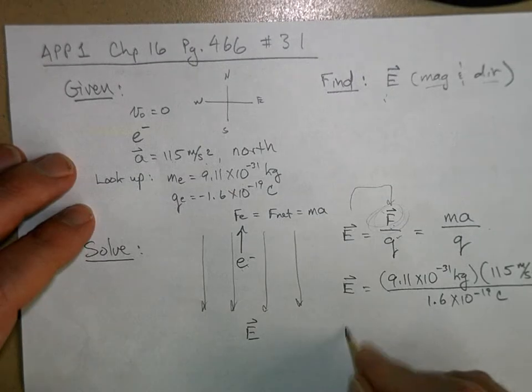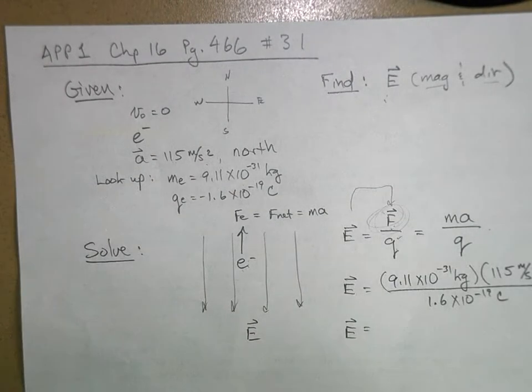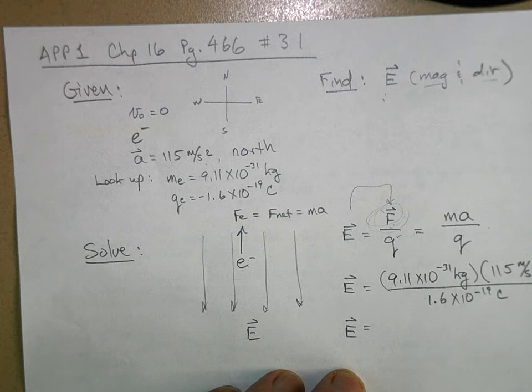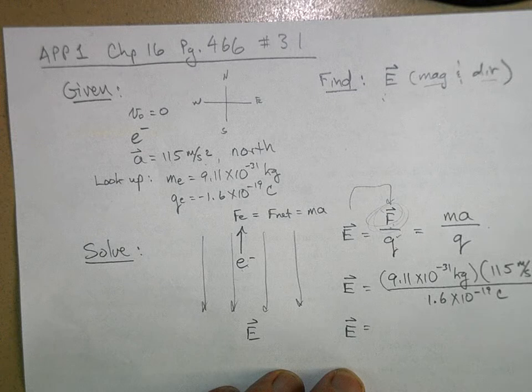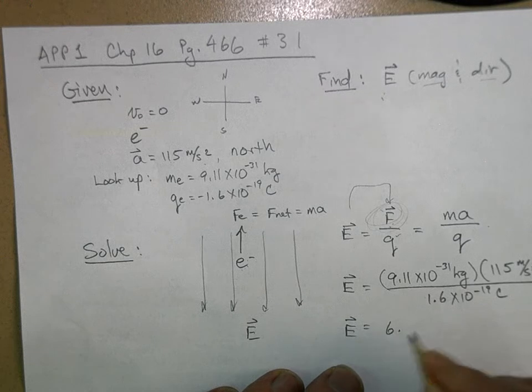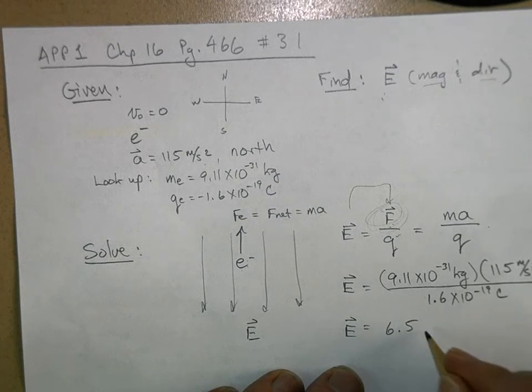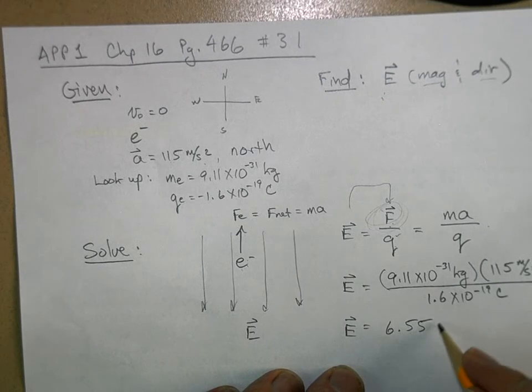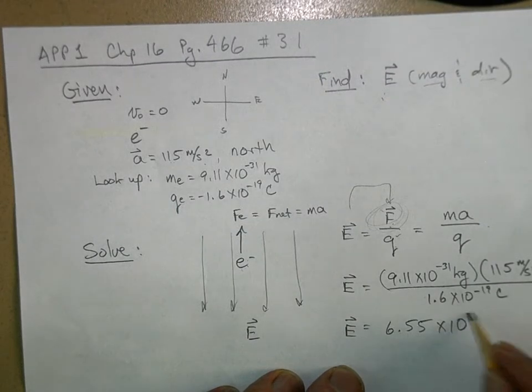So, plugging in our numbers, we get 9.11 times 10 to the negative 31 times 115. And then I'm going to divide that by 1.6 times 10 to the negative 19. And I get a very weak field, 6.55 times 10 to the negative 10.